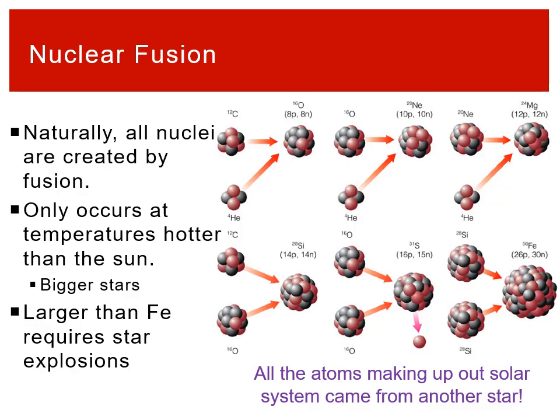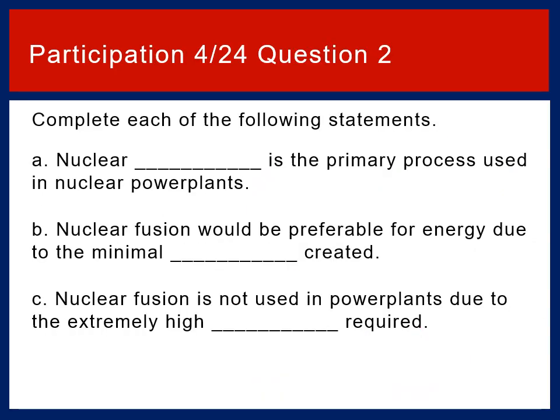Participation 424, question 2. Complete each of the following statements. A, nuclear blank is the primary process used in nuclear power plants. B, nuclear fusion would be preferable for energy due to the minimal blank created. C, nuclear fusion is not used in power plants due to the extremely high blank required.